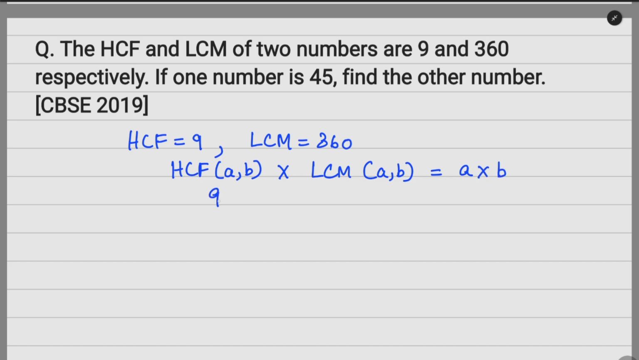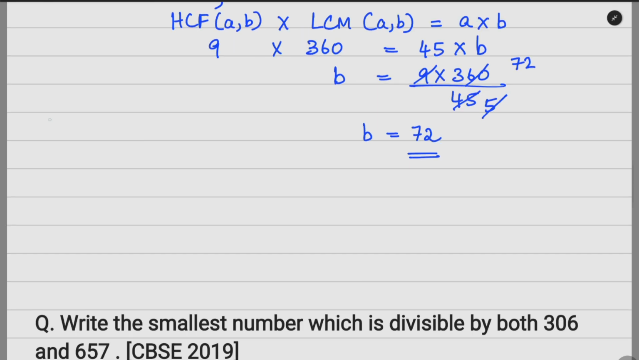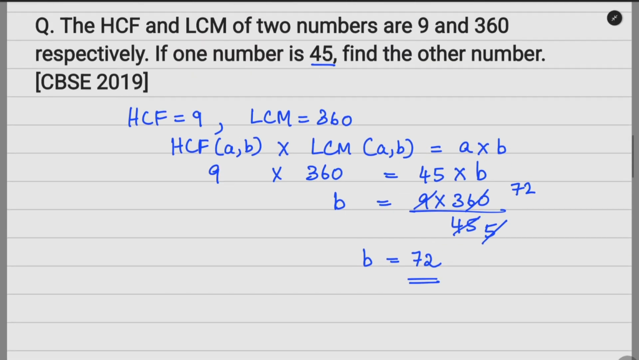So HCF is 9, LCM is 360, and one of the numbers is 45. Let the other number be B. So B is nothing but 9 multiplied by 360 divided by 45. 9 5s are 45, and 5 8s are 40, 5 2s are 10. So the answer is the other number, that is B, is nothing but 72. You have to find the other number. It was asked in the CBSE board paper. So this is how you have to do it.